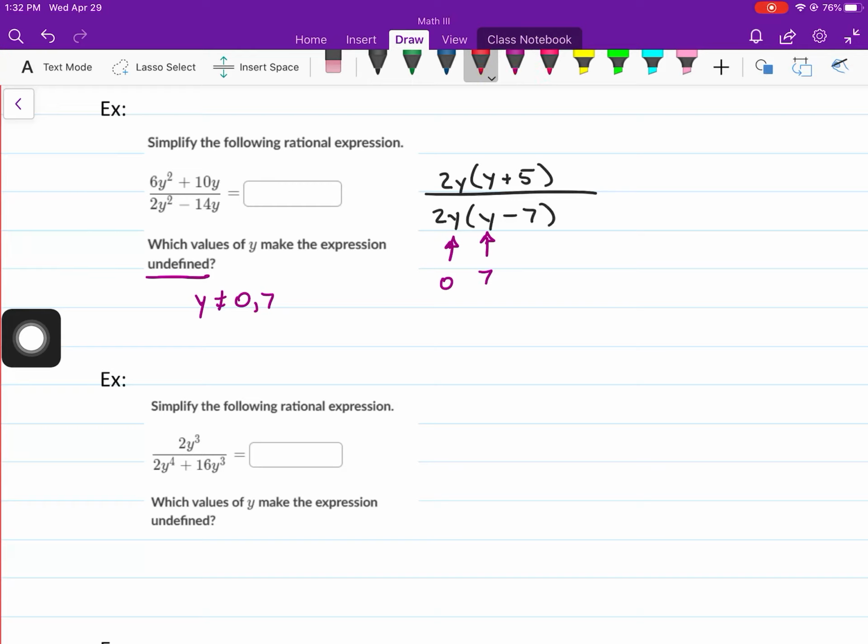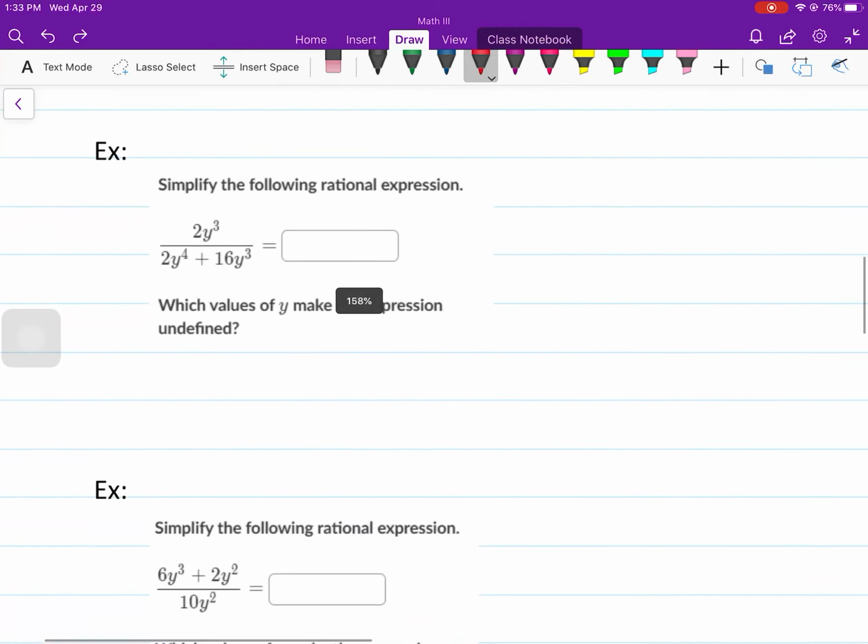Now that we've taken care of that part, let's go ahead and continue simplifying and canceling. We would have the 2's cancel out, these y's cancel out. Simplifying this a little further, we get y plus 5 over y minus 7. And that is going to be the answer. We can't simplify that any further. Remember, we can't just cancel these y's out because it's not a multiplication that's going on there.